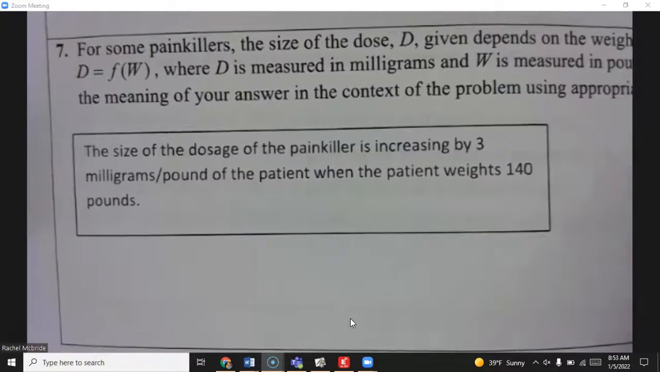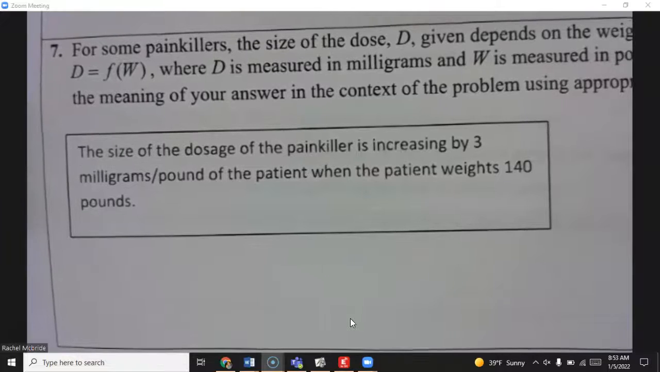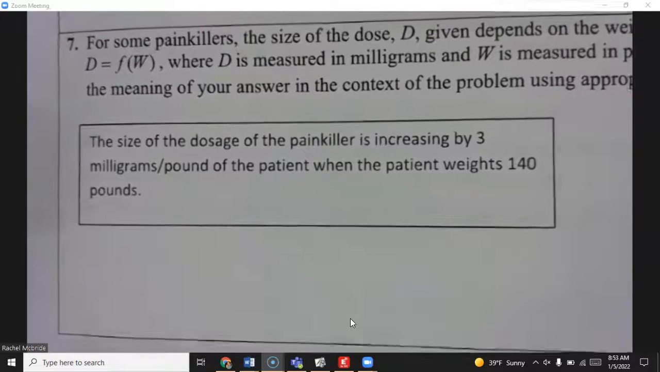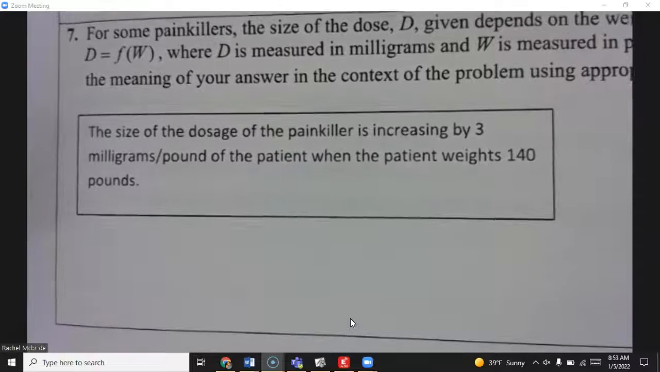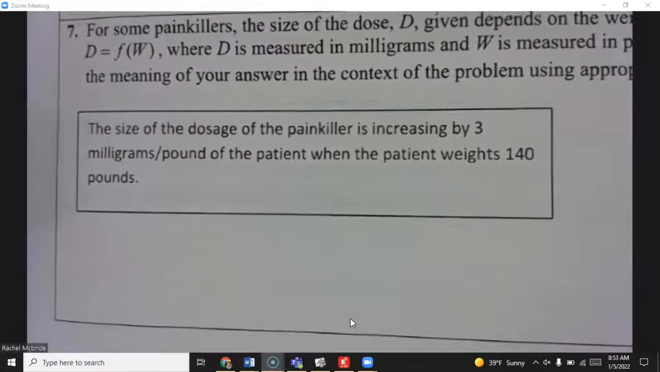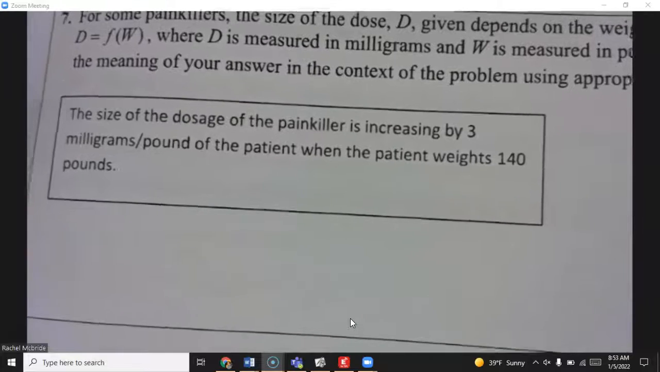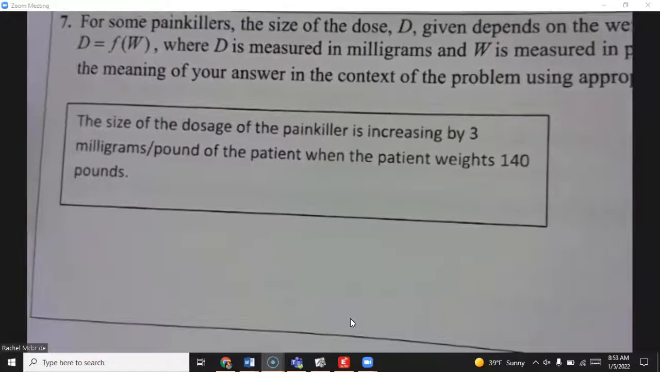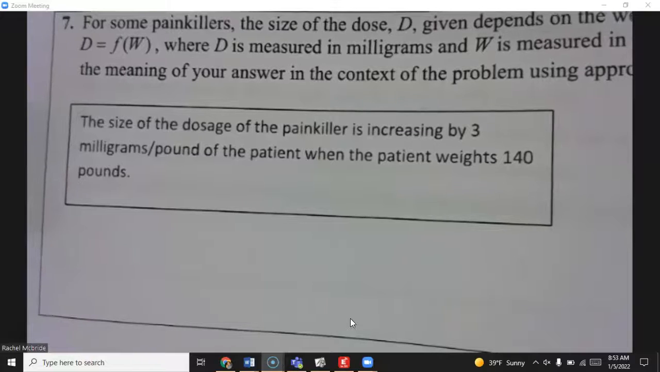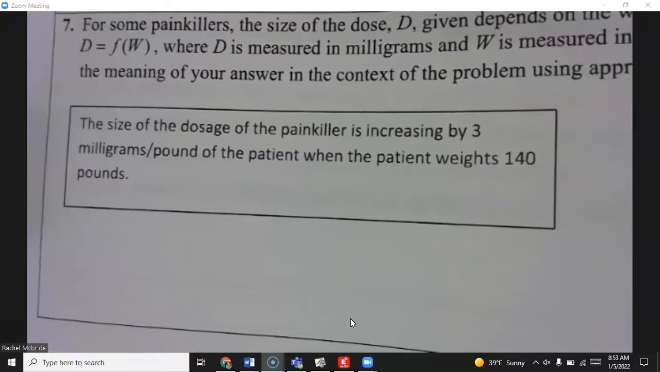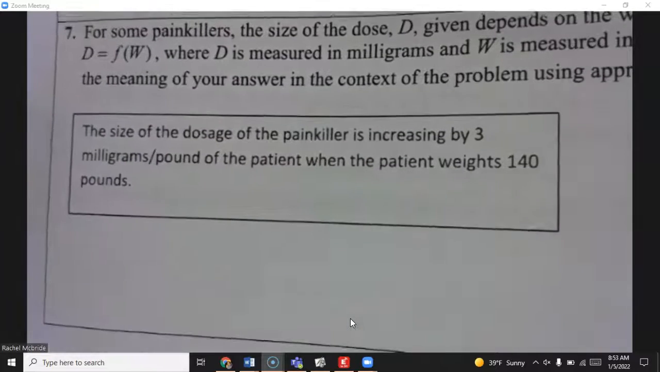It just sounded wrong in my head. I was like, that seems like a lot. I think the tricky part was writing it out. It said the rate of the painkillers given is increasing by 3 milligrams per pound when W is equal to 140. I put, for a 140 pound patient, their dose is equal to 3 milligrams per pound of body weight. I said, for a patient. Oh, what's wrong with that?